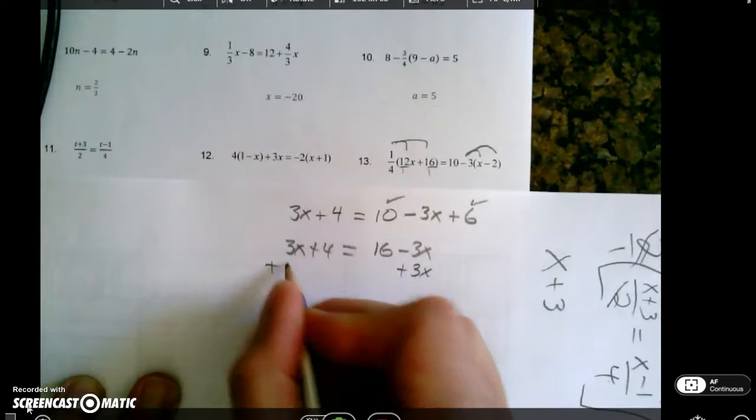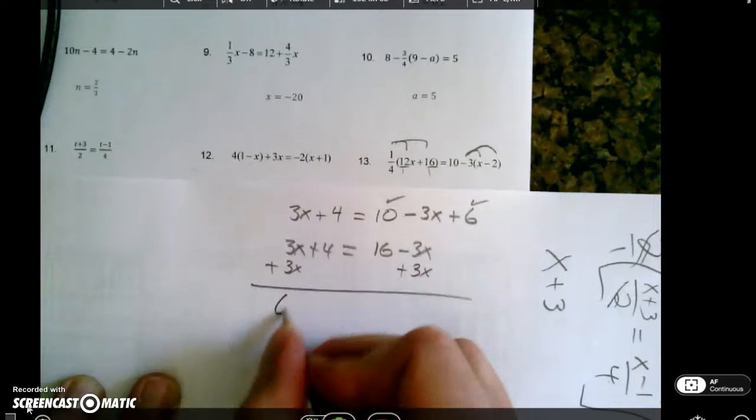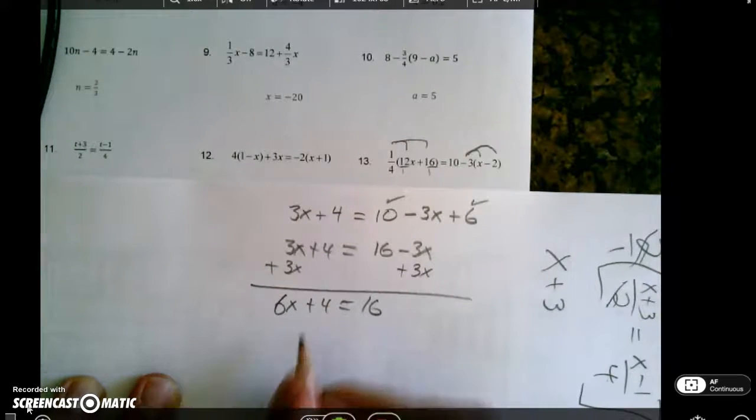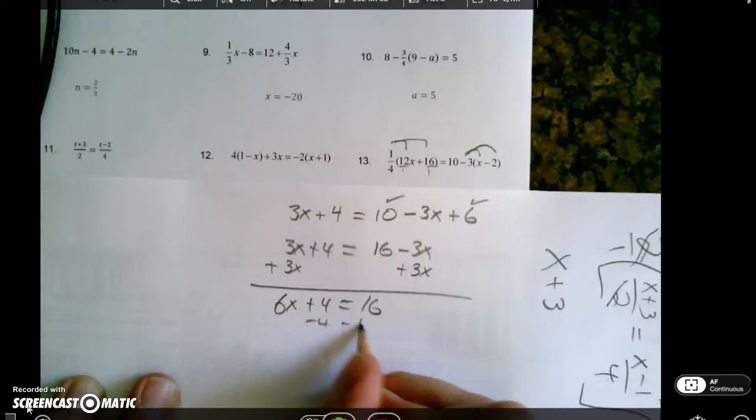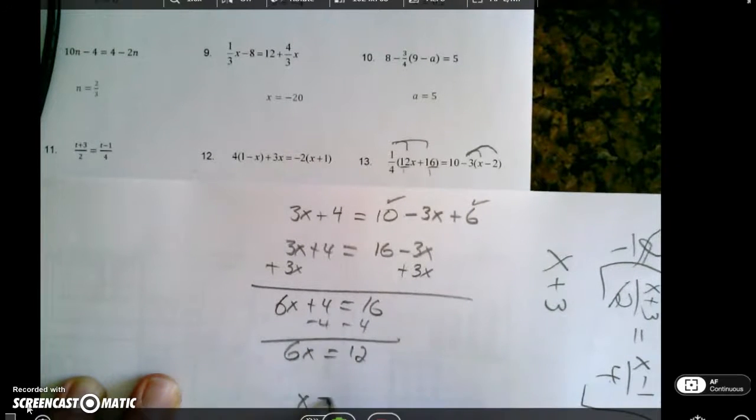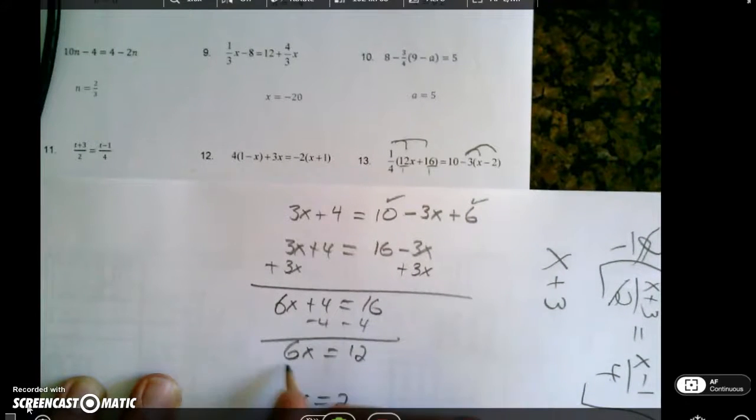So 6x plus 4 equals 16. Minus 4, 6x equals 12, x equals 2. Let's see, we got it right.